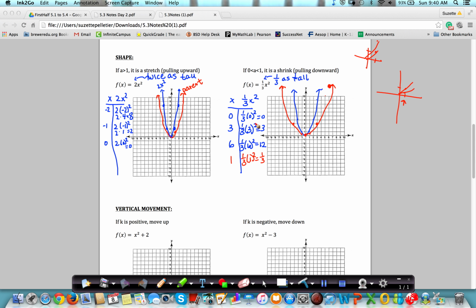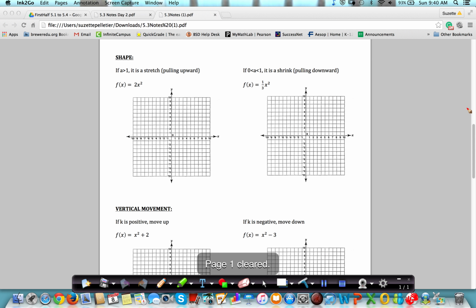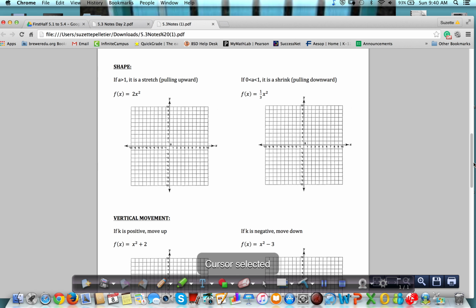Okay. These are the hardest ones to do, the shape ones. The vertical movement and horizontal movement, I think you'll find pretty easy. So let's move on to those. Clear the page, scroll.